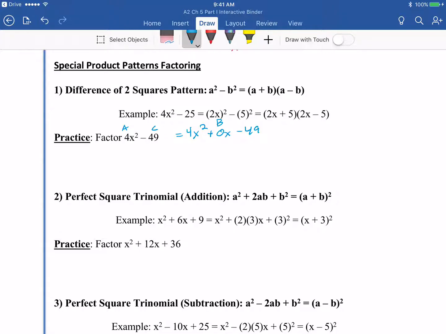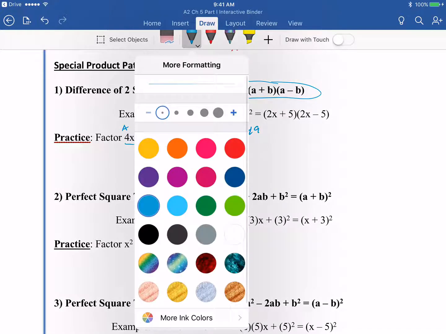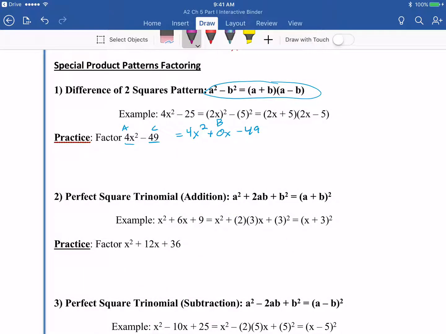But here, the difference of two squares pattern says, hey, these are both perfect squares. And if you notice that, that's great. They just go right into this little equation right here, which is super cool. So here, I know that 2x, if I square that, gives me 4x squared, minus, and I know that the square root of 49 is 7. So this is my A and this is my B in this equation up here. Now I can just plug these in. So I get 2x plus 7 and 2x minus 7 is what this factors into.